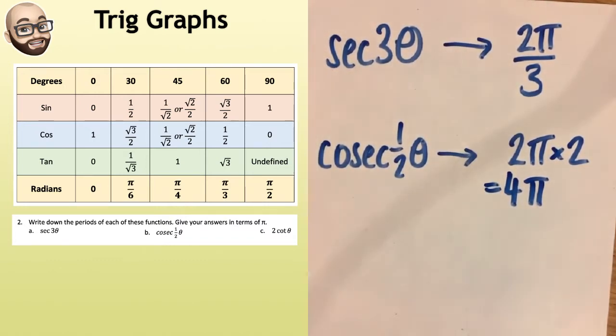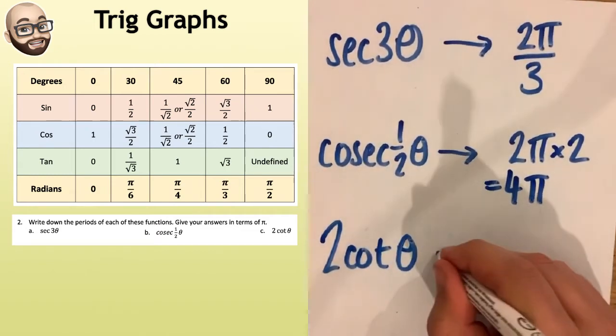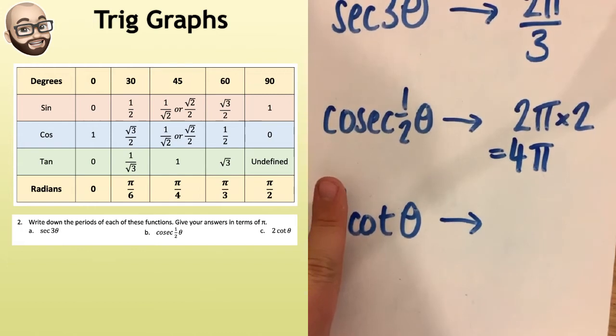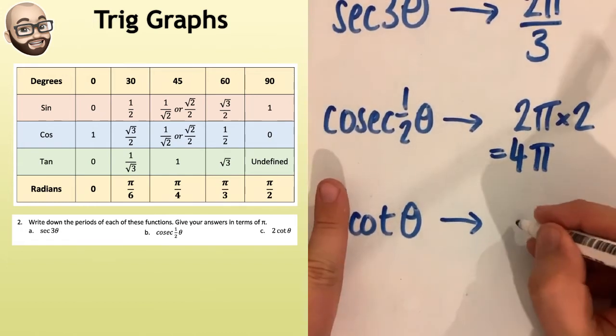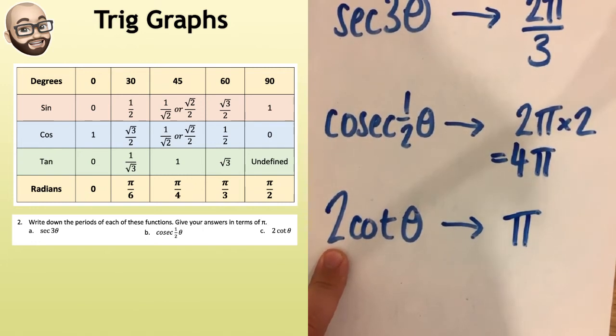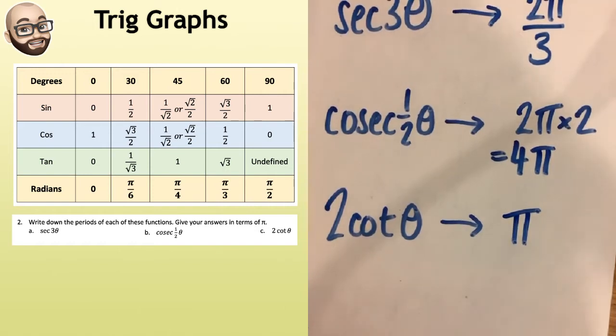And the last one we need to look at is 2 cot theta. Well, if it was just cot theta, which is linked in with the tan graph, that's just got a period of pi. And all this 2 does is it stretches it in the y direction. It doesn't actually affect the x direction at all. So 2 cot theta still has the same period as cot theta does. All it is, it's a stretch in the y direction.